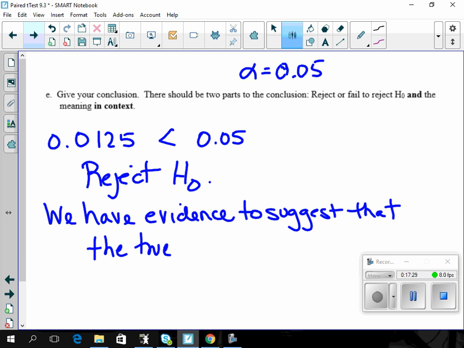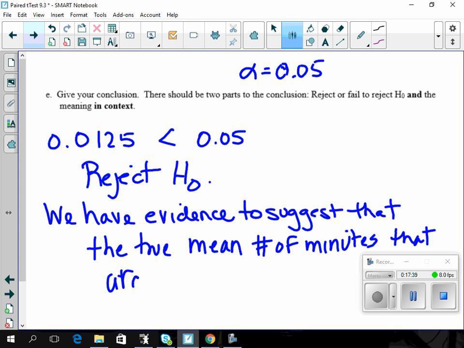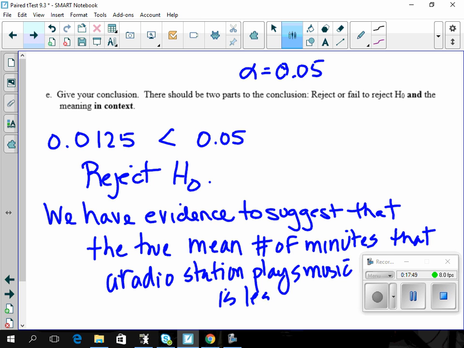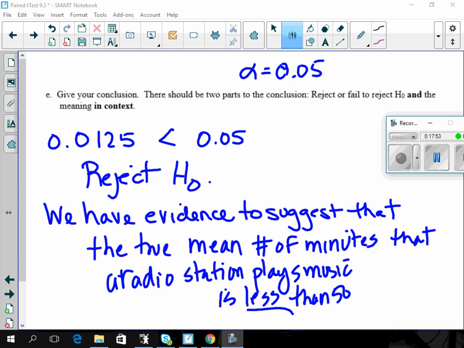The true mean number of minutes that this radio station plays music is less than 50 minutes per hour.